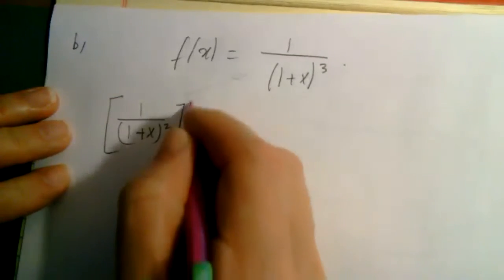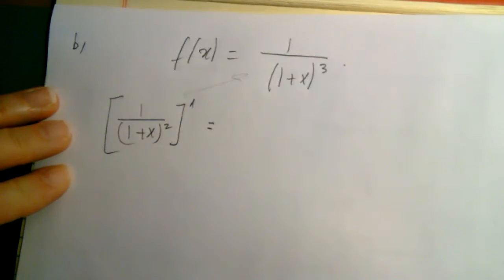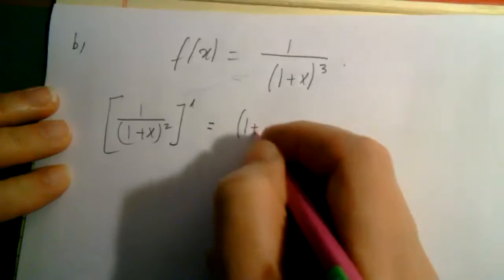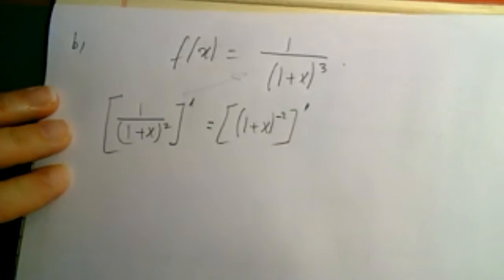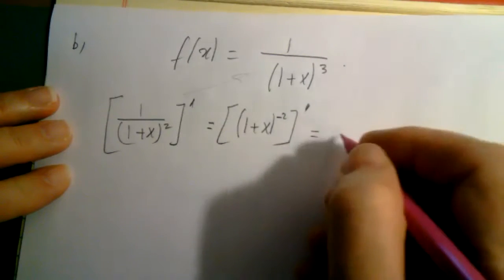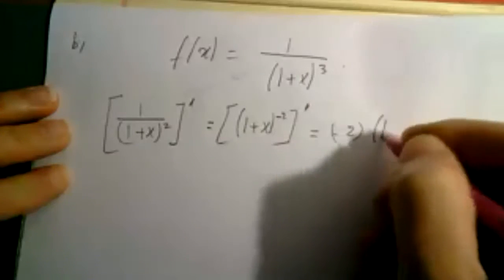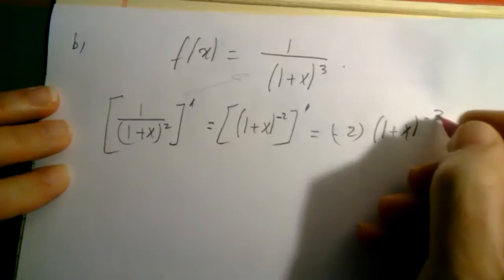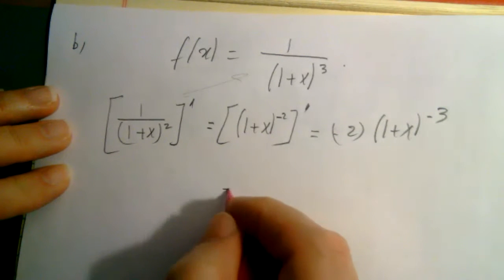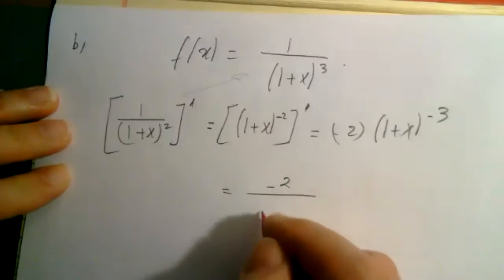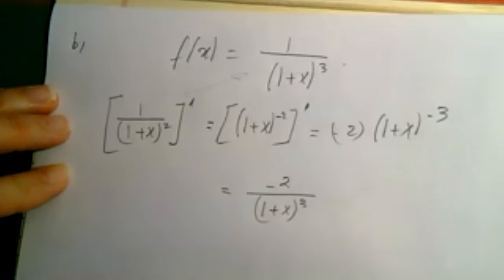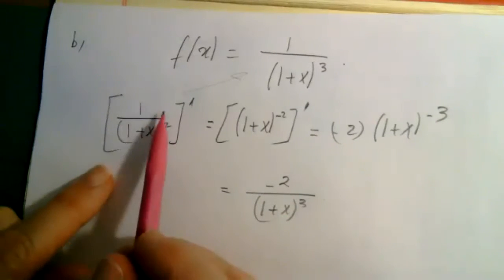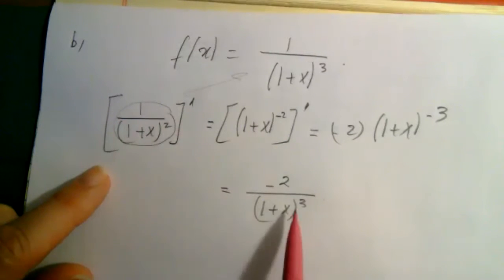What's the derivative of this? That's 1 plus x to the power minus 2, the derivative. So it means minus 2, 1 plus x to the power minus 3, which is going to give me minus 2 over 1 plus x to the power 3. All right, so the derivative of this function is equal to that.